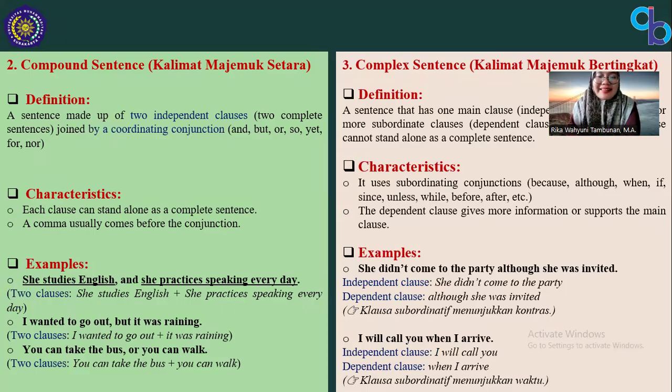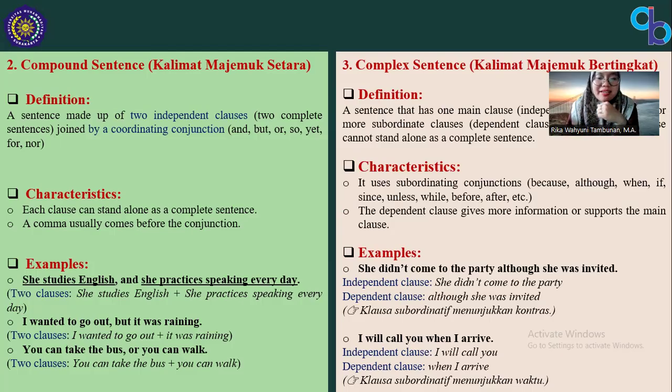Next, compound sentence. So, now that you understand simple sentences, let's level up. We move to compound sentences. They are great for connecting ideas. Okay, the definition of compound sentence. A compound sentence has two independent clauses, two complete sentences joined by a coordinating conjunction such as and, but, or, so, yet, for, nor. Okay, each part can stand alone, but when we join them, our ideas flow more naturally.